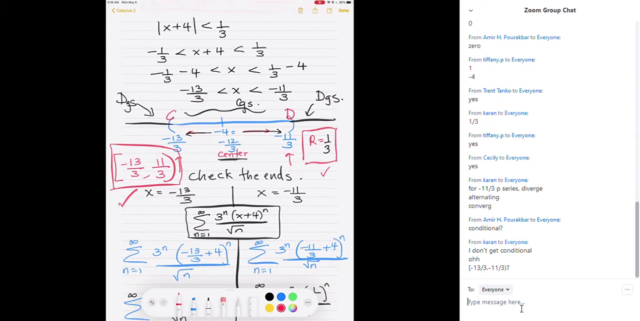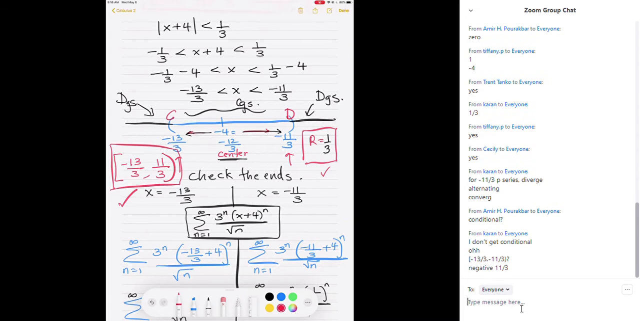And negative 13 thirds is what? About negative 4.3 something? So, oh, sorry, yes, and negative 11 thirds. Thank you, Karen.